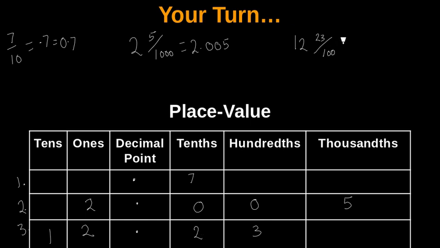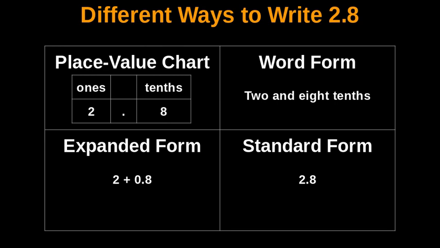Now 12 and 23 over 100 as a decimal will be 12.23, and it's as simple as that. Okay, so if you did get everything, congratulations. If you didn't, I hope you found out where you made a mistake, and make sure you don't repeat the same mistake. All right, moving on.